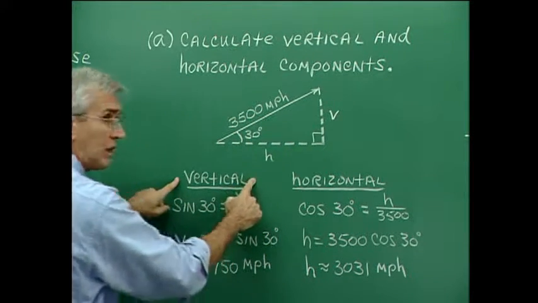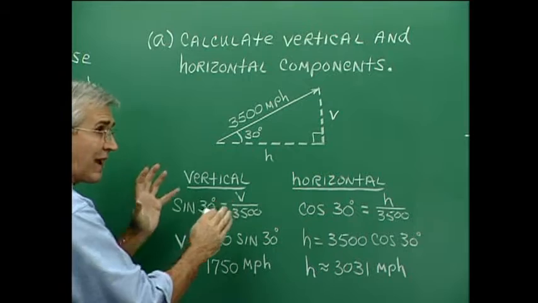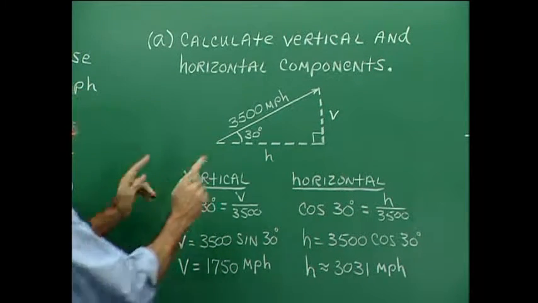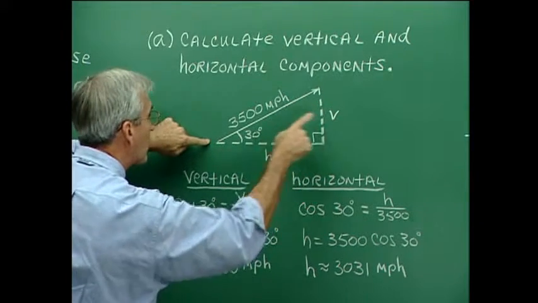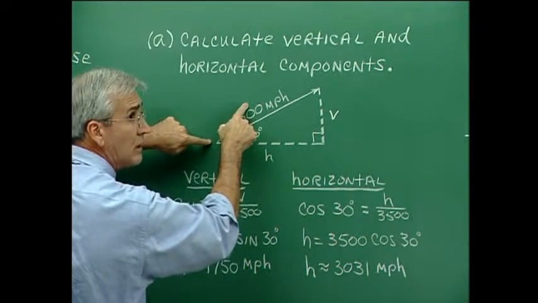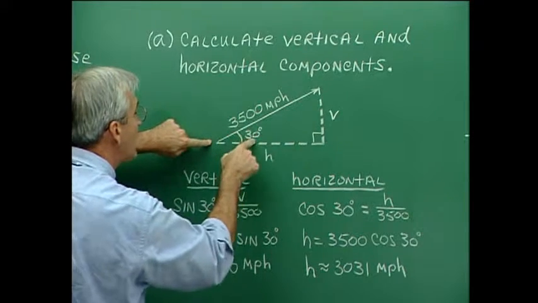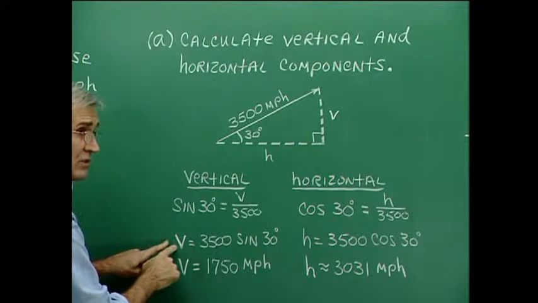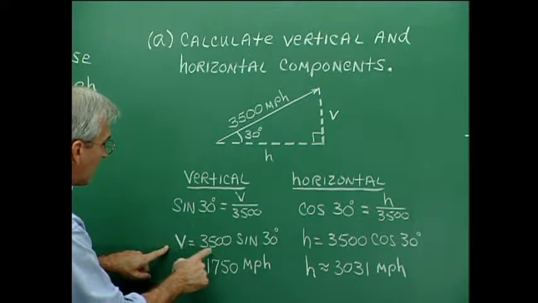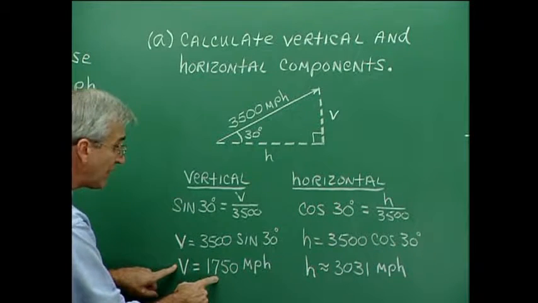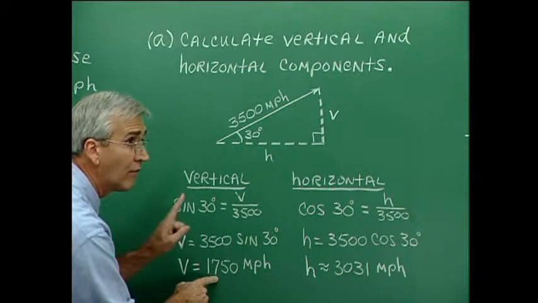So the vertical component is, well, let's see, we have a fast way to do this, but let's understand where that fast way comes from. It's the idea for the vertical component from the perspective of the 30-degree angle, it's opposite over hypotenuse. And that's the notion of sine. So sine 30 degrees is V over 3,500, and that's what gives us this vertical idea of 3,500 sine 30 degrees, which turns out to be 750 miles per hour vertically.